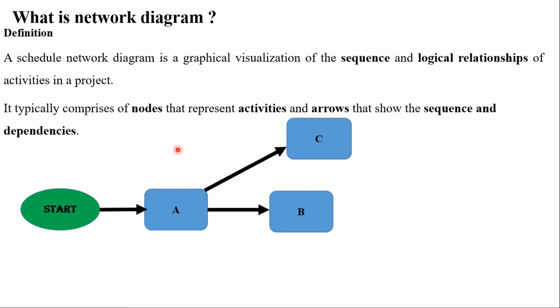So how do you represent the activities? The activities are represented by nodes. As you can see from this chart, from this network, you have activity A, activity B, and activity C. Activities are represented by nodes, and the sequence and the dependence of activities is represented by the arrow. For example, activity B and C are dependent on activity A. Hence, this relationship is established by this arrow.